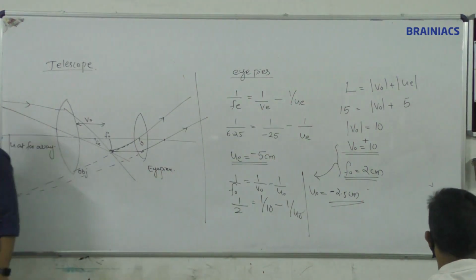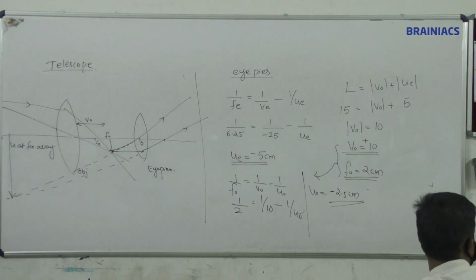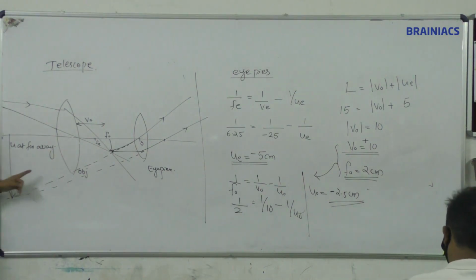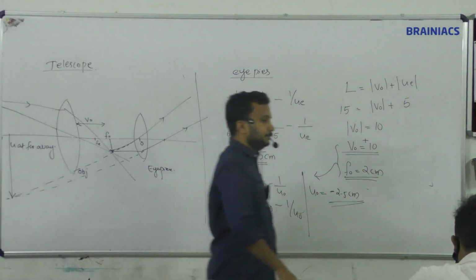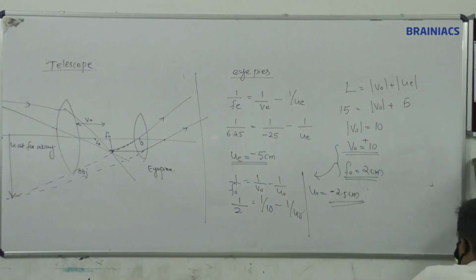Okay, so draw this diagram. So below write: objective lens will create an image. You are drawing. Okay, then first complete this one, then we'll write the rest.